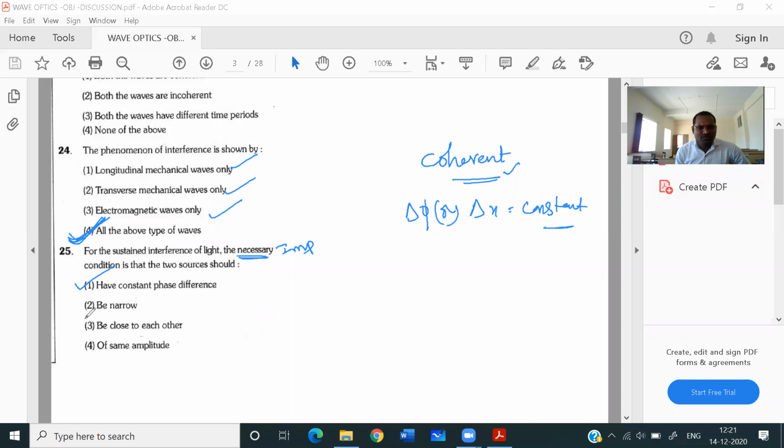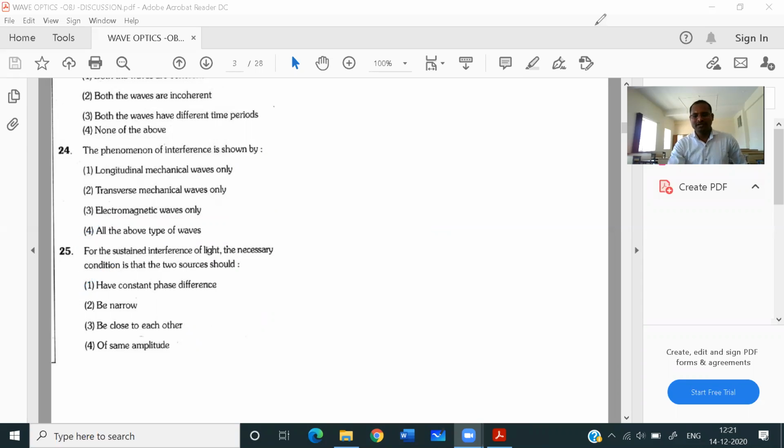The two slits should be narrow, yes, this is also required. The distance between these two slits should be very small, and amplitude should be the same. Yes, this is required, but the main requirement is coherent sources. Important. So for the 25th question, option 1 is the right answer. Clear? Next question.